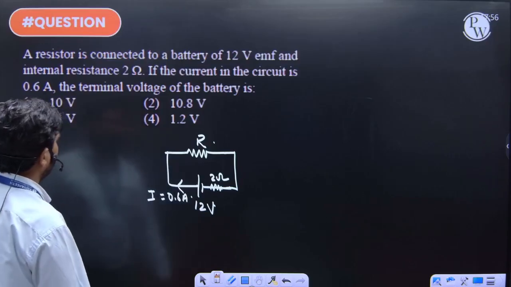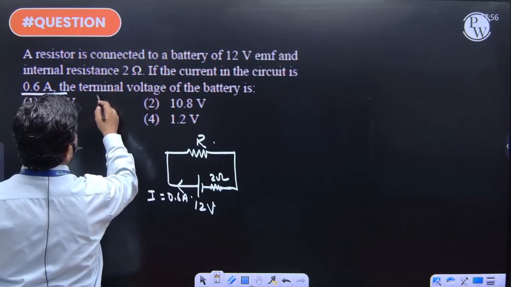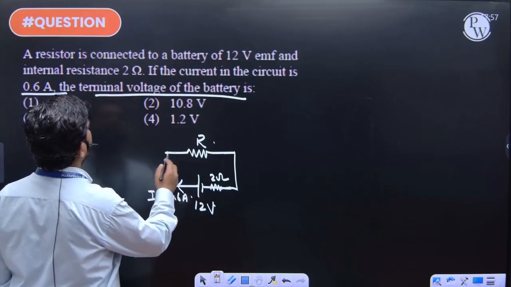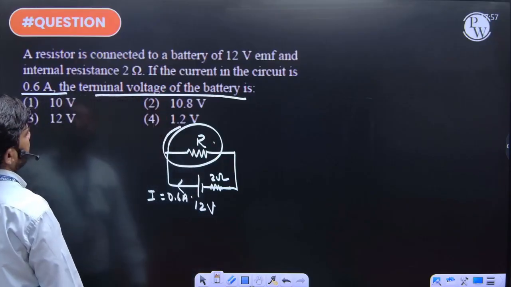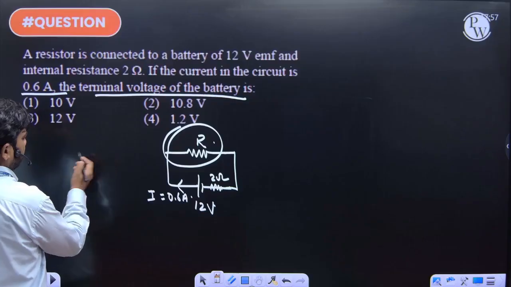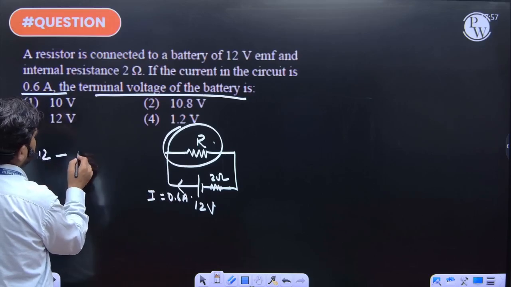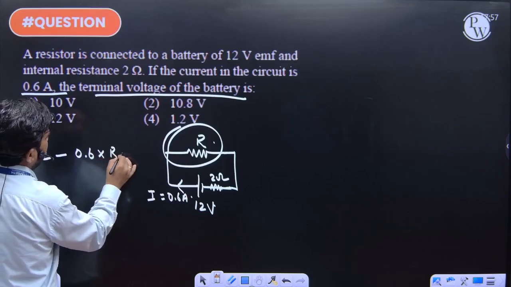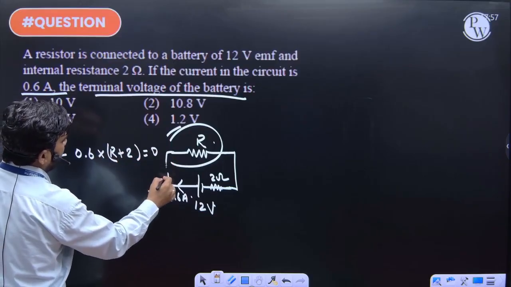You can simply use the Kirchhoff law. You have to find out, if the current in the circuit is 0.6 ampere, what is the terminal voltage of the battery? Means you have to find out the voltage across this R. R we don't know. Okay, we will calculate, no problem. So can we use the Kirchhoff law? Yes. 12 minus 0.6 into (R plus 2) will come out to be 0, right?